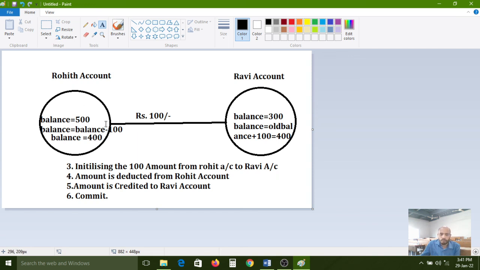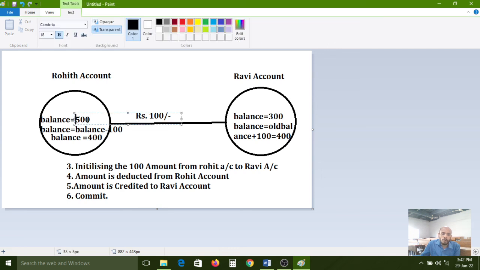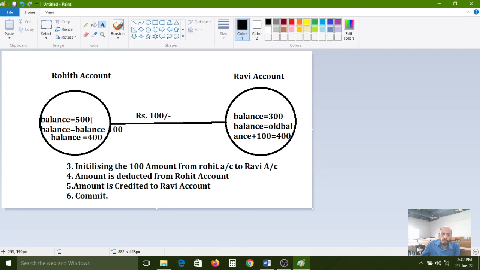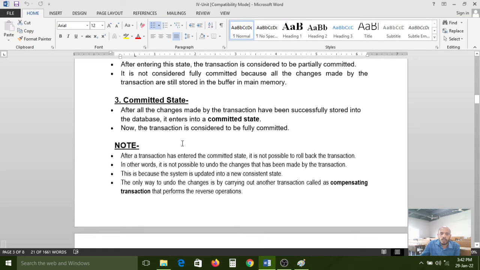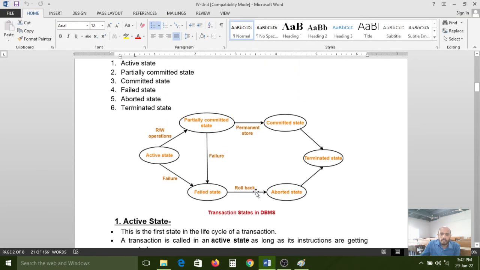Next it is in the failure state. Nothing but Ravi's account is not ready to receive these 100 rupees. So what will it do with this 100 rupees? Again it will return back to Rohit's account. These two operations will be returned back. Again the original amount, 500 rupees, will show in Rohit's account, because the transaction is in the failure state. So all changes are rolled back, one by one. Undo operations it will perform and automatically the state will abort. Finally the application will be closed.